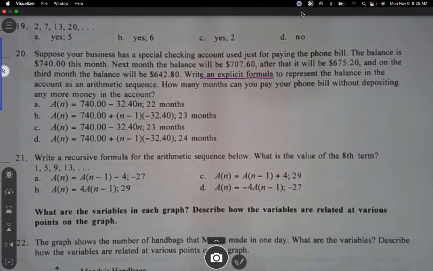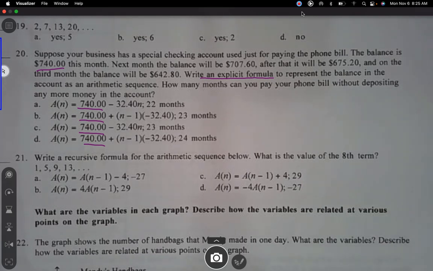The bottom. And the first thing I plug in is the first term. So for A1, what number am I plugging in? 740. Does everybody have that right here? All four of those answers have that. Are we good so far? Next thing, we're going to see how much it's changing by. What's our common difference?